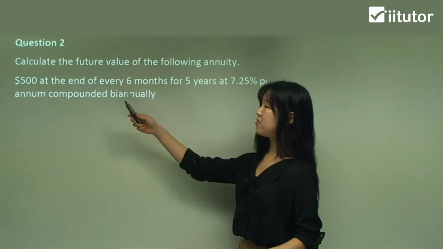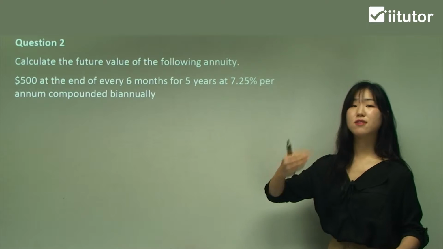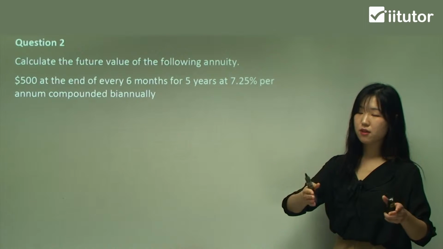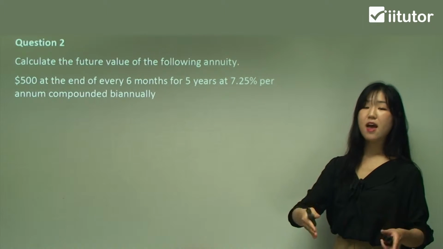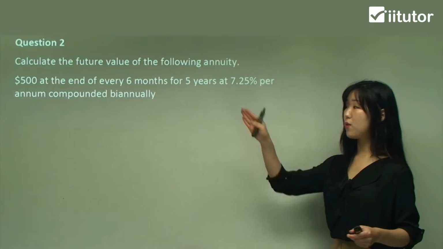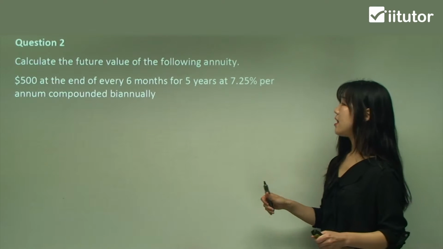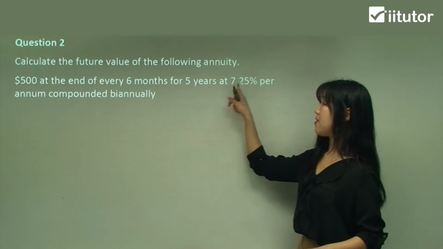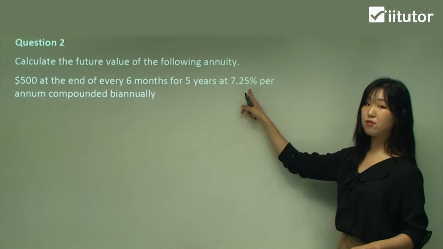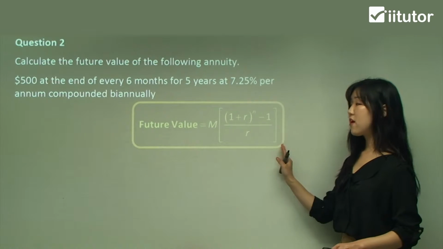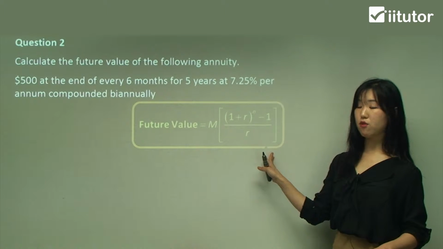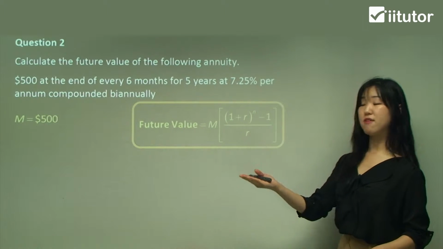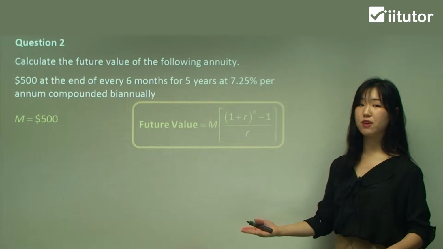It's $500 at the end of every 6 months. See how 6 months is half a year? At the end of each half year, we invest $500. Now it goes for 5 years, and this is how much it is per annum. So we have to do some conversions, don't we? First of all, we know that we're going to use this future value formula. Our M is simply our $500 that we invest every half year.